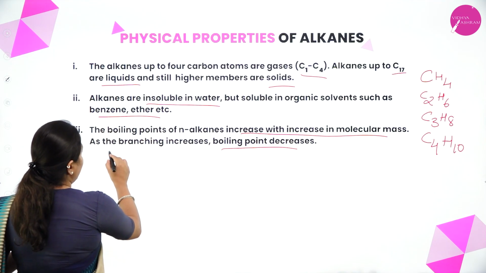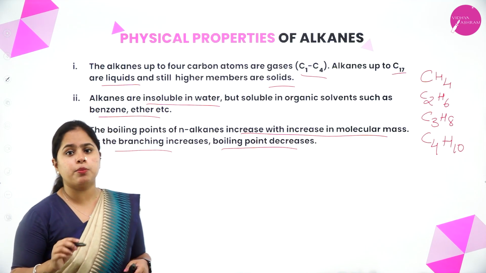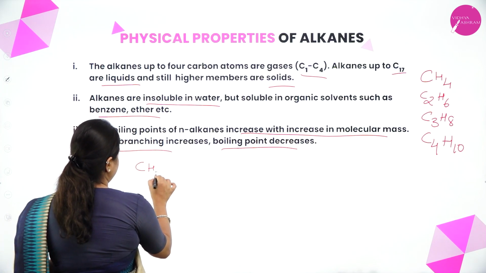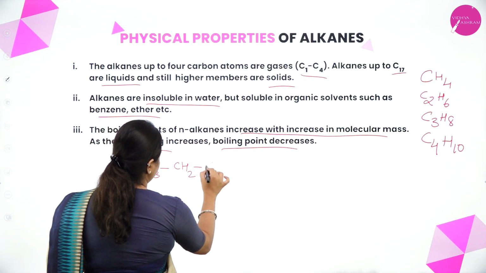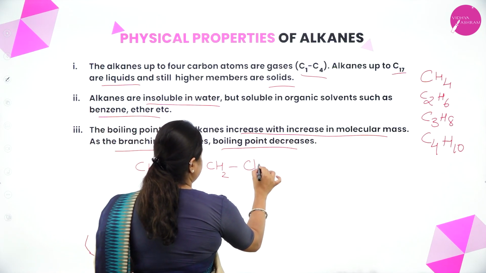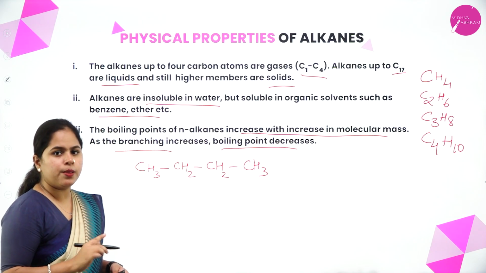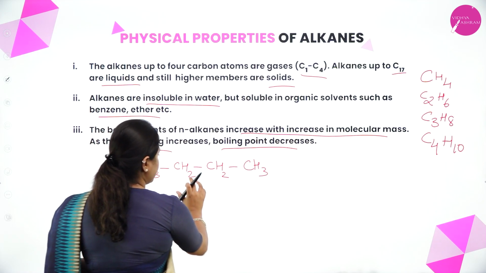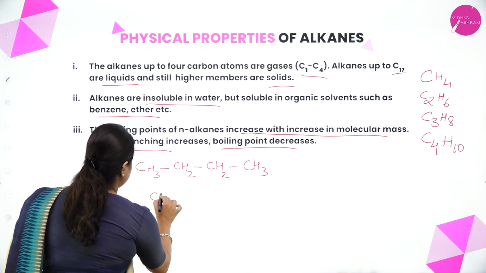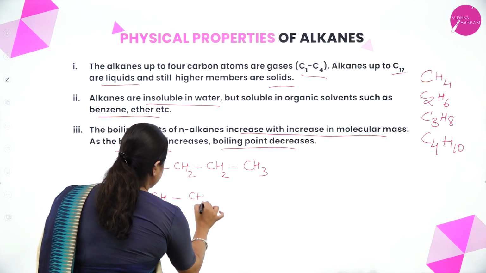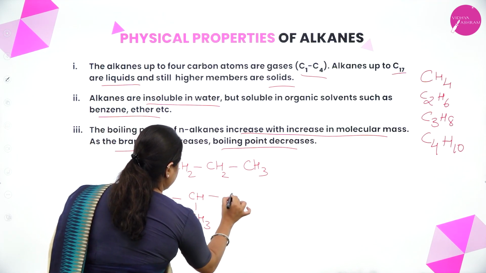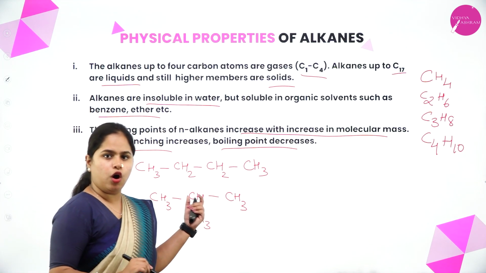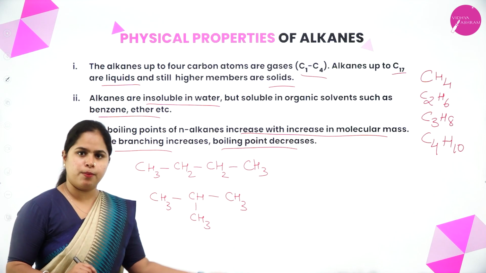Now what about this one? As branching increases, boiling point decreases. Why is that? Let's take the example of butane. CH3, CH2, CH2, CH3. So this is butane. Another isomer of butane we can also draw, where the CH3 is put as a branch. CH3, CH, CH3 with another CH3. So this is another isomer of butane, 2-methyl propane.